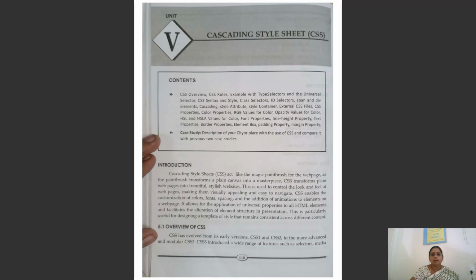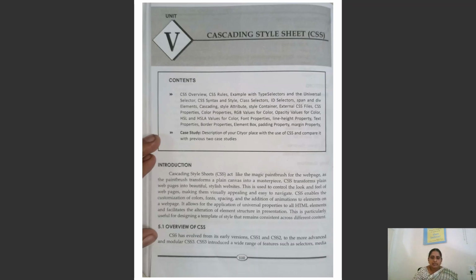Hello everyone. Now we are discussing the cascading style sheet. Within this unit we will cover the syllabus: CSS overview, CSS rules, CSS regulations and CSS syntax, the selector types, then types of CSS, and then properties of CSS. Right? So coming to the first one, first we will see the introduction to CSS.